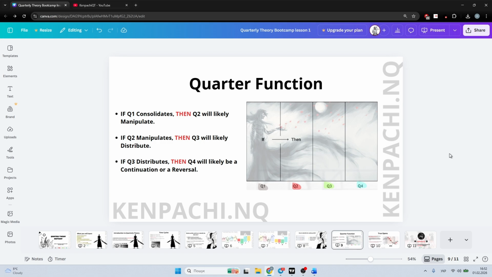Q2 manipulates, Q3 distribution, Q4 continuation or reversal.